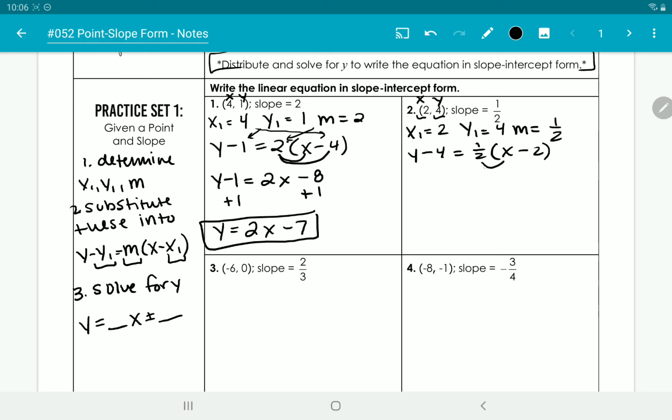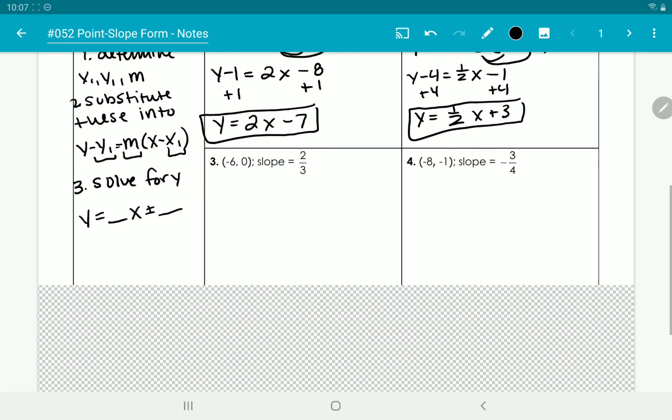Okay, so we're going to multiply this 1/2 out. So we have y minus 4 on this side still. We have 1/2 times x is 1/2 x. 1/2 times negative 2 is just negative 1. Now we're going to solve for y. So we just need to add the 4 to the other side in order to get that y is equal to 1/2 x, okay, plus 3. And that's all we have to do.